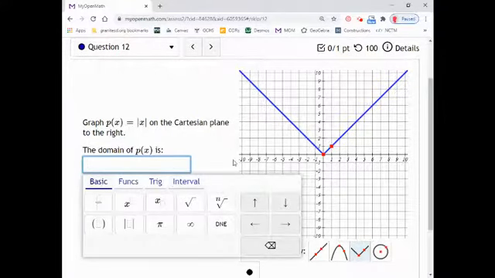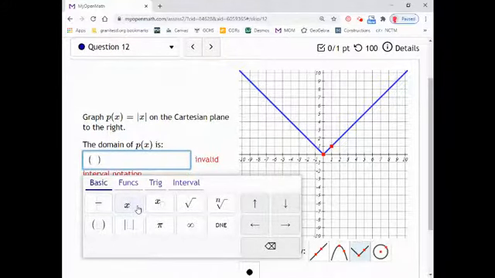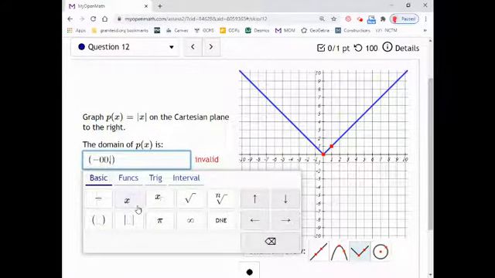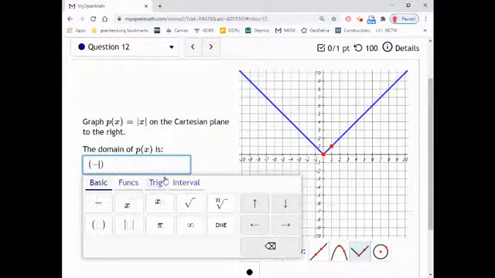The domain says how far left and right does this pattern go? Well, I'm going to tell you it goes as far left as you want. Here, let's write that better. I put 0.